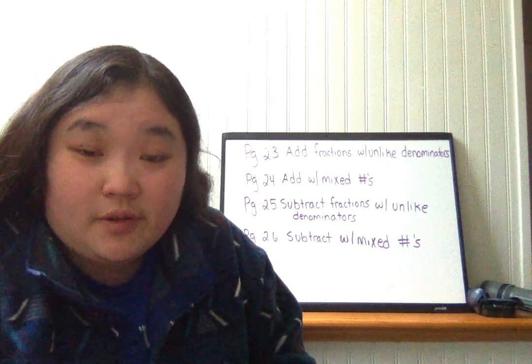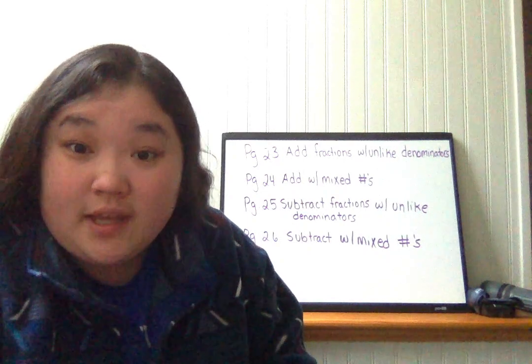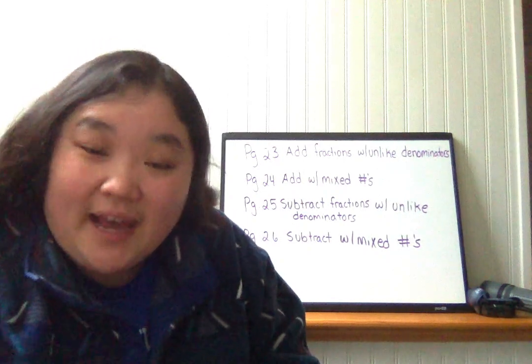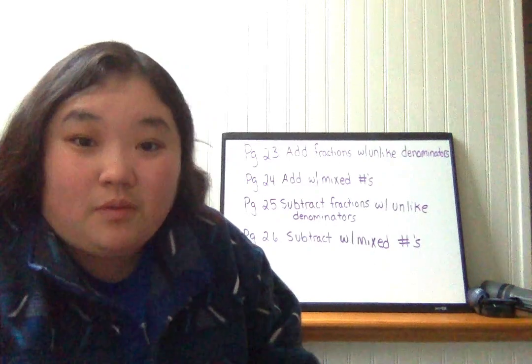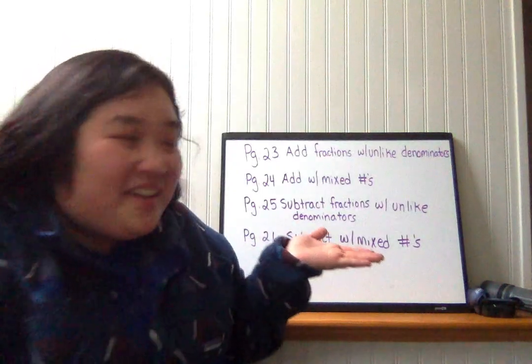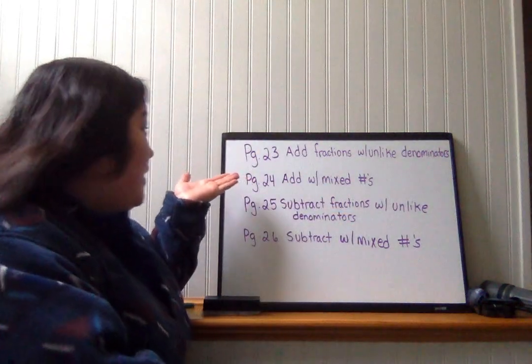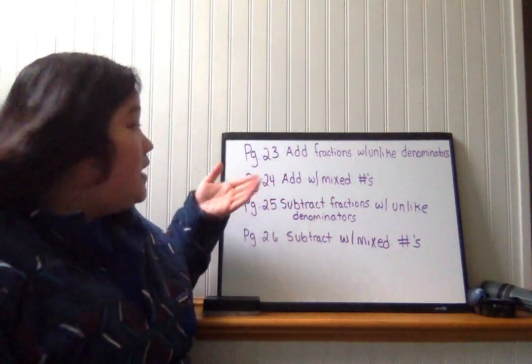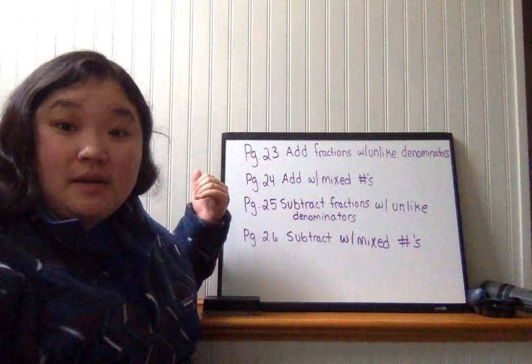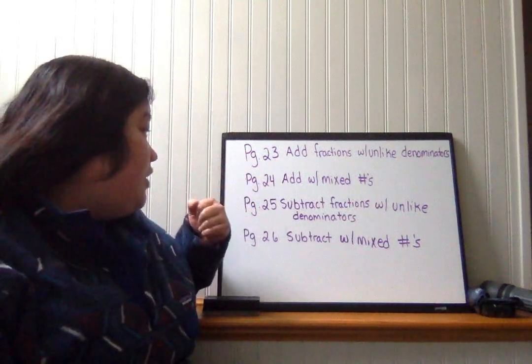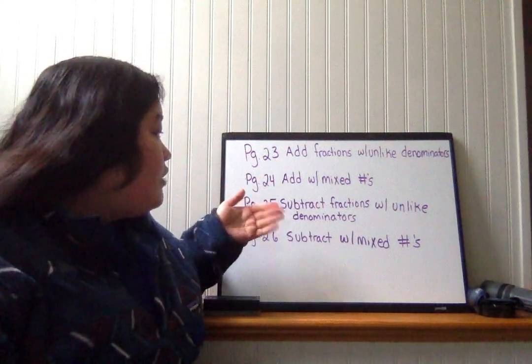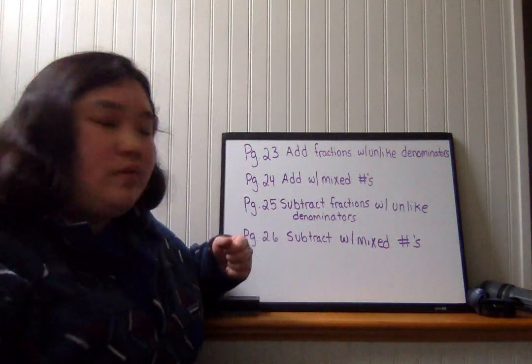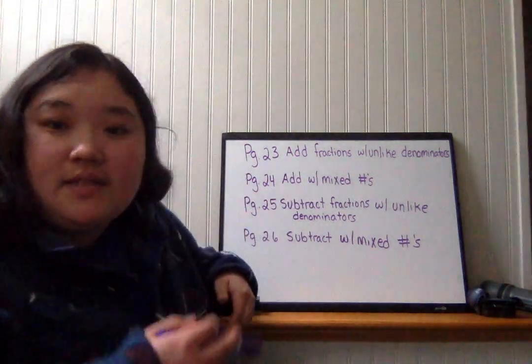It is going to be now week 2, day 2 of the math packet today. So, with my trusty whiteboard that I just got, we are going to be focusing on page 23, add fractions with unlike denominators, page 24, add with mixed numbers, and then we're just going to do subtraction version. So page 25, subtract fractions with unlike denominators, and page 26, subtract with mixed numbers.